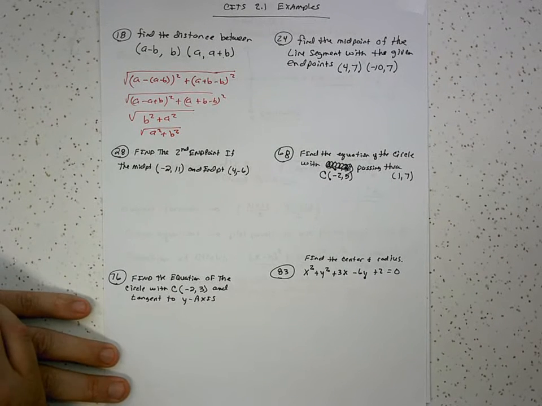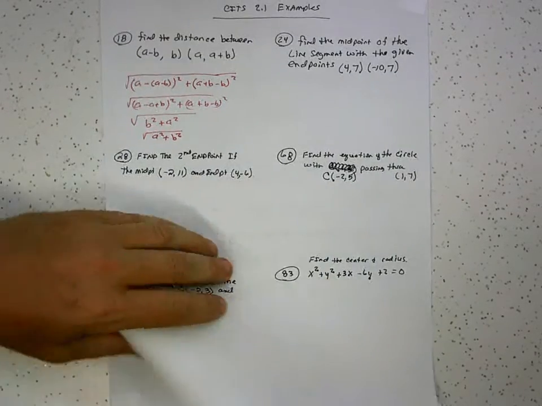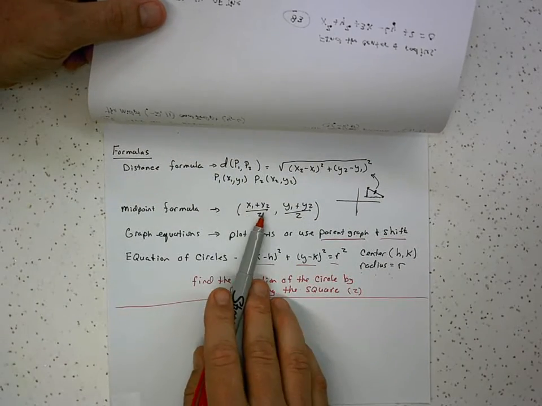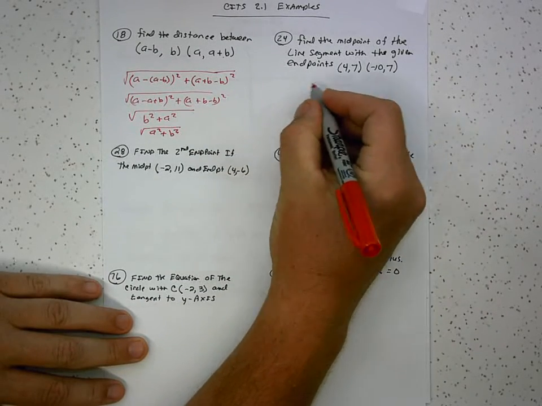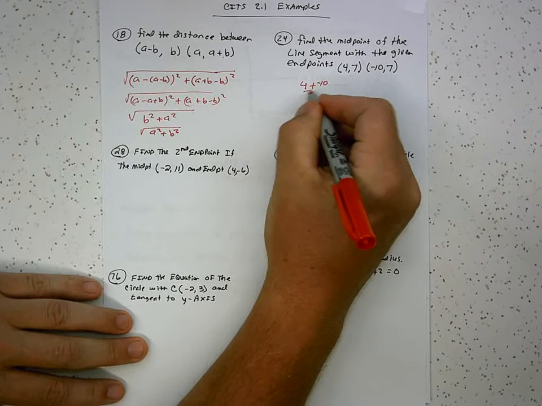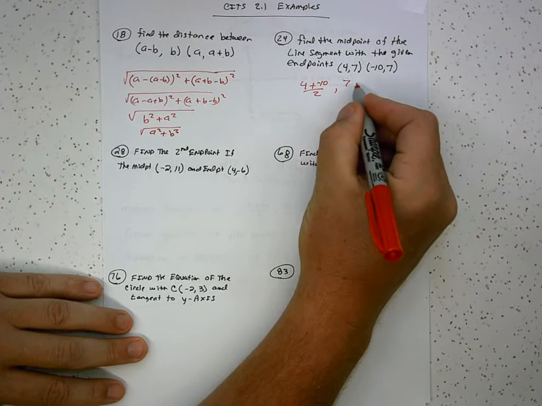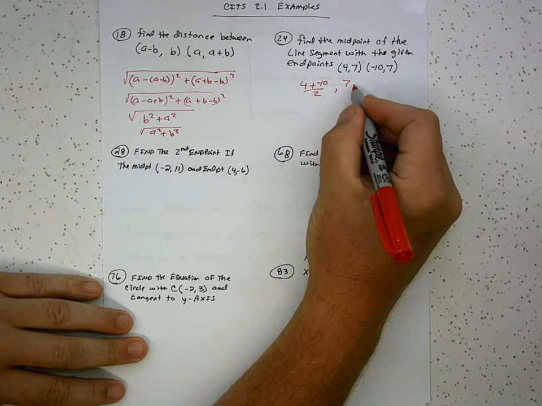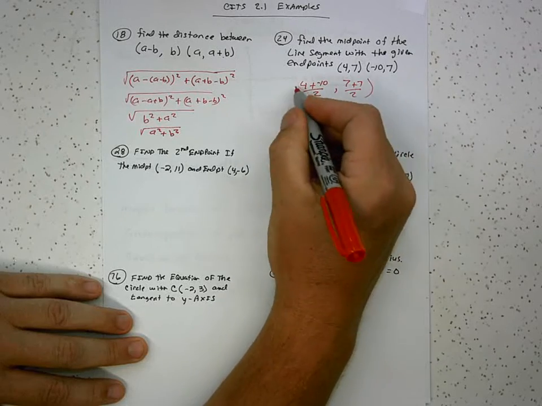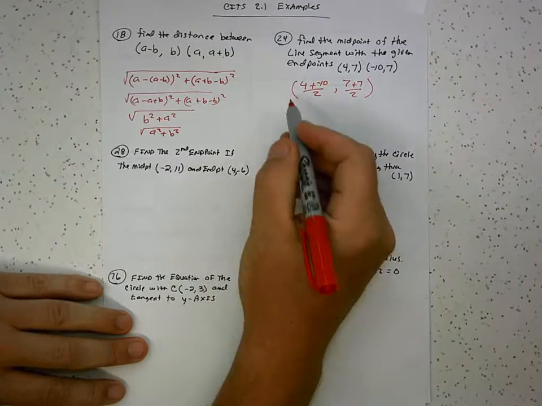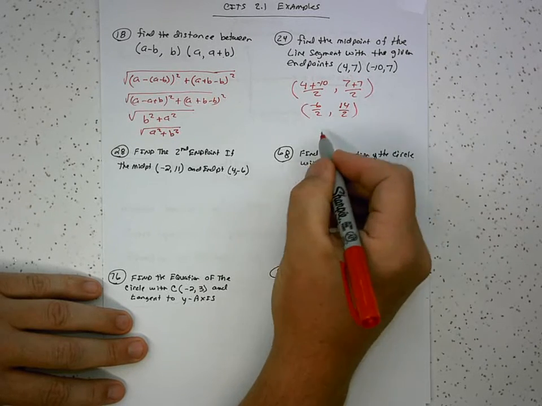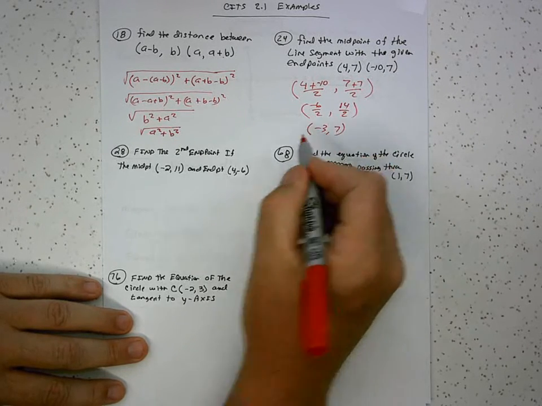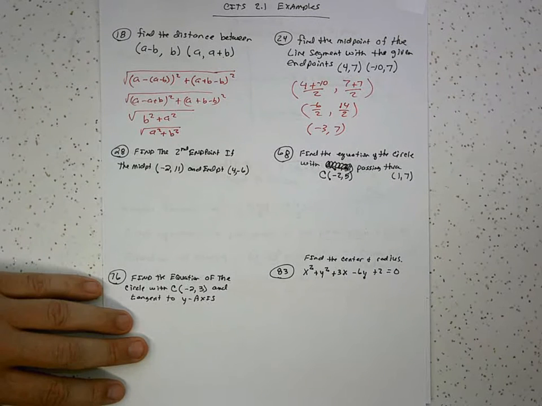Number 24 wants us to find the midpoint of the line segment with the given endpoints. To find the midpoint, again with our formula, midpoint is (x1 + x2)/2, (y1 + y2)/2. So take the average of the x points and the average of the y ordinates, and that gives you a coordinate. 4 plus -10 is -6 over 2 and 14 over 2. Simplify down, and we end up with (-3, 7).